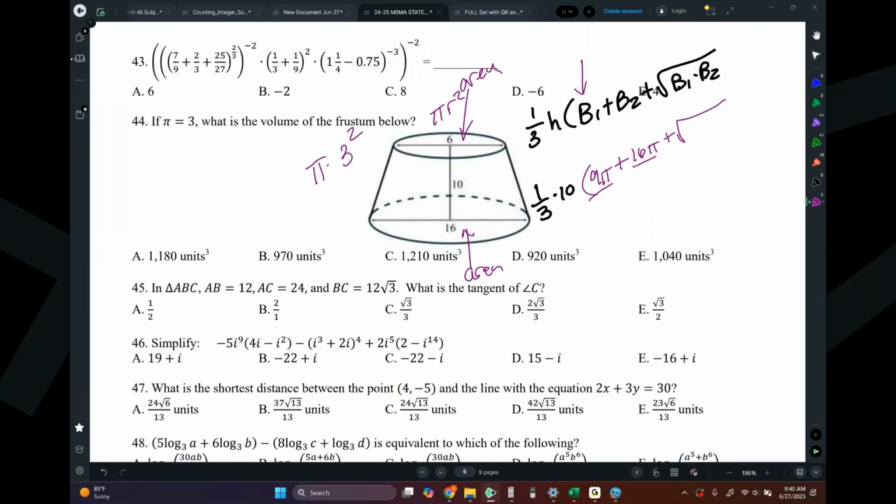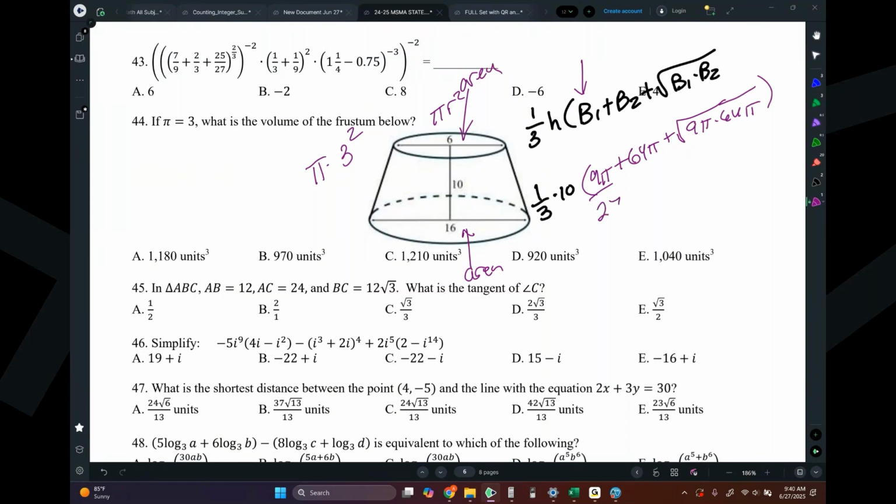So it's 64 pi? 64 pi. Good catch. Thank you, Josh. So this would be 9 pi times 64 pi, right? Follow me? Okay. Now, they said to use 3 for pi.